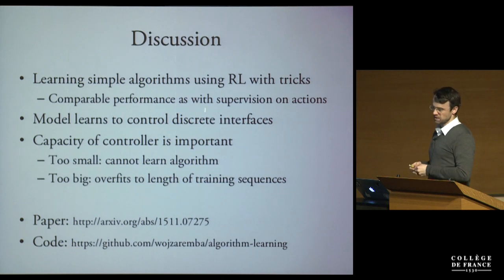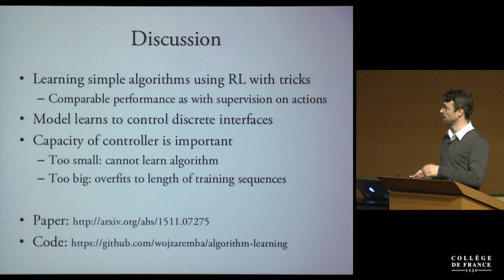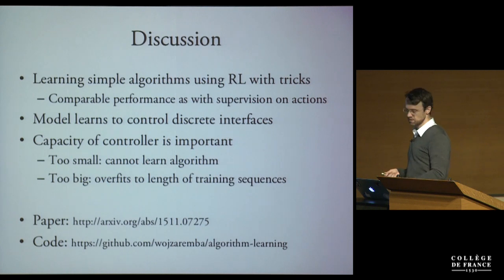So just to summarize this little piece, I've talked about learning these very simple algorithms with reinforcement learning. And it turns out, even if you do give supervision to which actions you should take, it doesn't really improve the overall performance. It makes training a bit quicker, but it doesn't really improve the overall performance of the algorithm. And what we can see is that you can get these models to control these discrete interfaces, like these tapes and grids and stuff like that. And then at least for these particular problems, the capacity of the controller is quite important as well in order to be able to avoid overfitting.